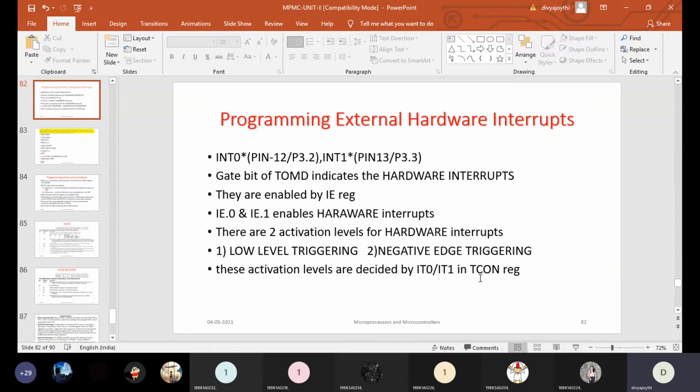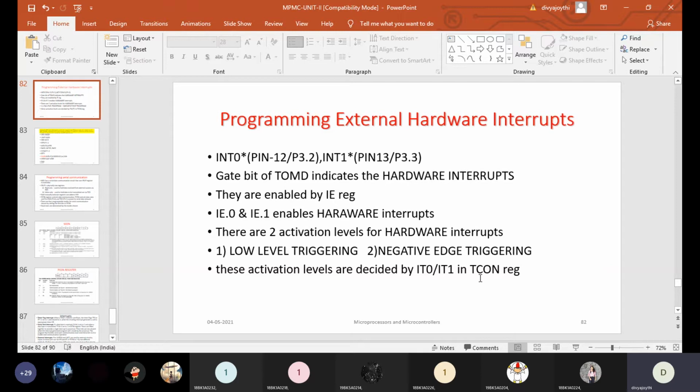Another thing is that pin number 12 and pin number 13 are multiplexed with port 3 also. 8051 has 4 ports, port 0, port 1, port 2 and port 3. So these int 0 bar and int 1 bar, that means pin numbers 12 and 13, are multiplexed pins which serve the port as well as the external hardware interrupts.